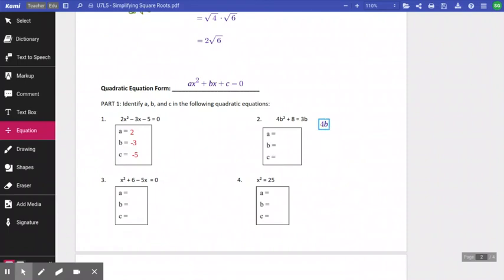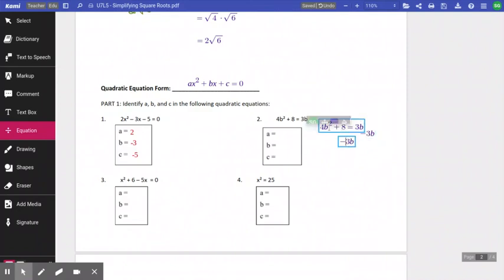So if I've got 4b squared plus 8 equals 3b, if I were to come in and subtract 3b on both sides of those equations, there's like 3b's all over the place.